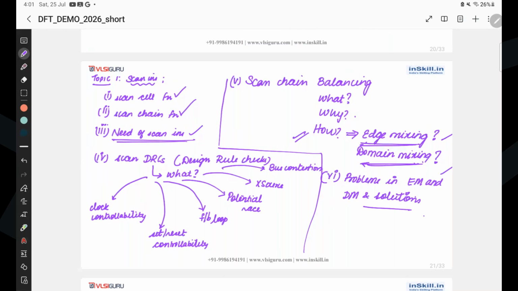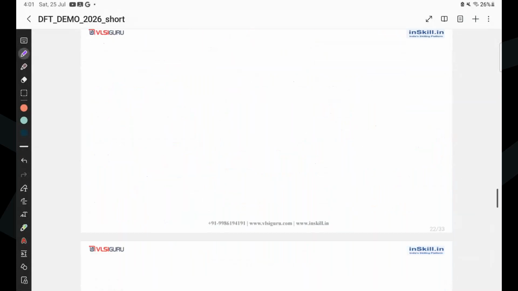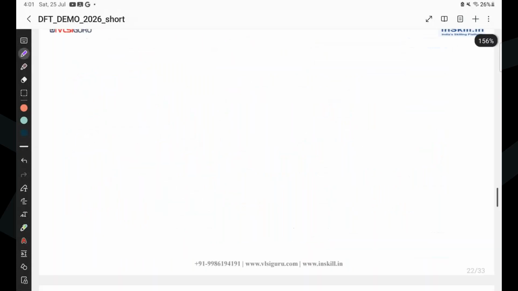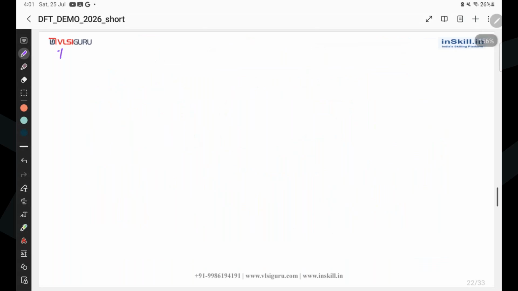These are the topics, these are the subtopics which we will be covering as a part of our scan insertion topic. Okay, so as of now, I'm talking about the theory part. After covering the theory part topics in the course content, I will tell you what topics we'll be covering in our lab part also. Okay, so topic 2 is scan compression.